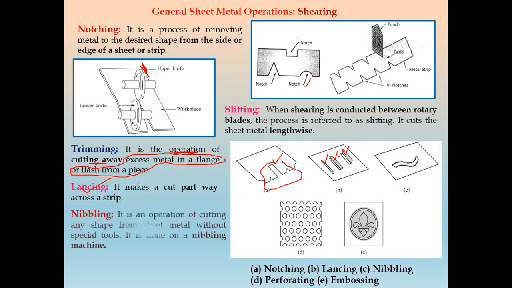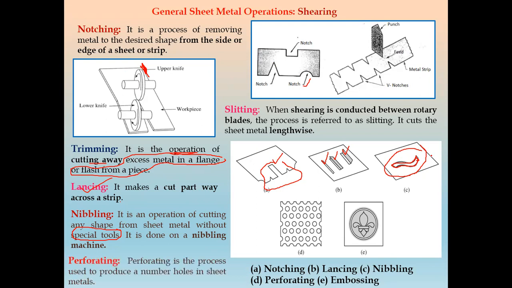Now the next operation is nibbling. In this operation, cutting any shape from sheet metal without a special tool is called nibbling. So we do not use any special tool, but we cut this metal into any shape. Any shape will be there, not a special shape or a regular shape. It is used only by cutting. That operation is called a nibbling operation.